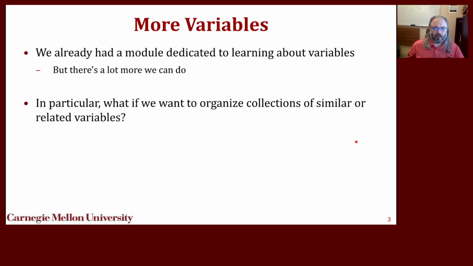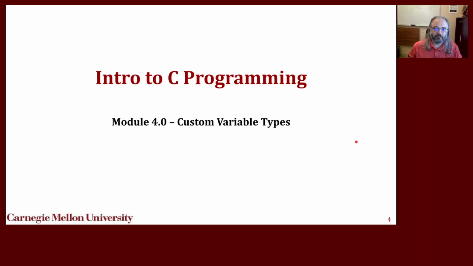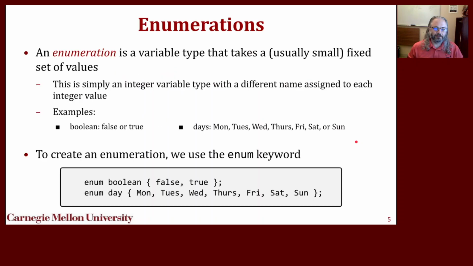So to get started, recall we already had a module talking about variables. We focused primarily on the primitive variable types that are built into the C language, our integer types and our floating point types. There's a lot more that we can do than what's already provided in the C language. So let's start and look at what we can do if we want to create our own variable types or collections of variable types, essentially leading up to custom data structures. So we're going to start with a short module, Module 4.0, on custom variable types.